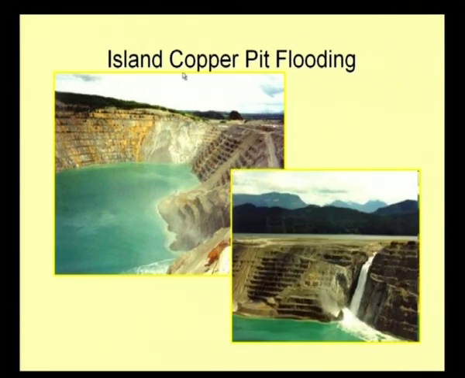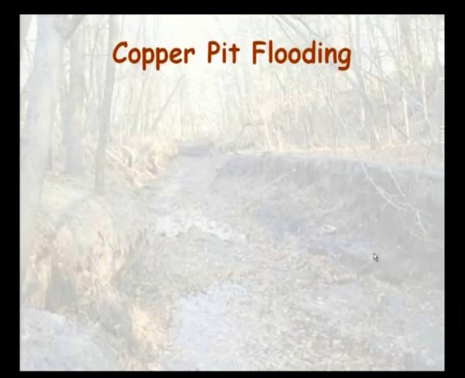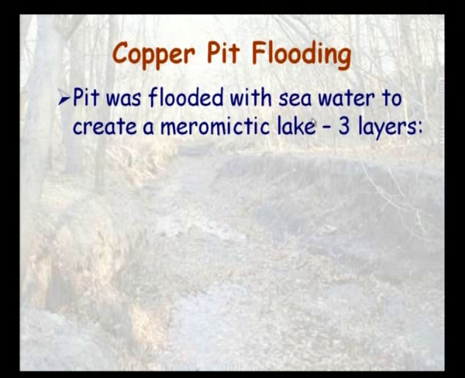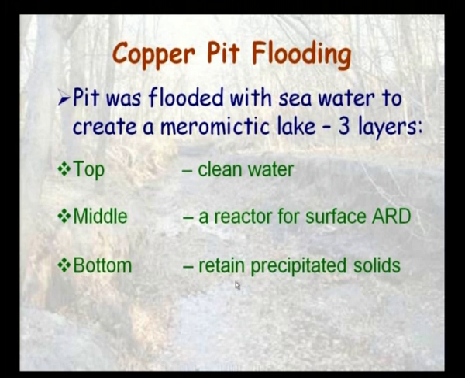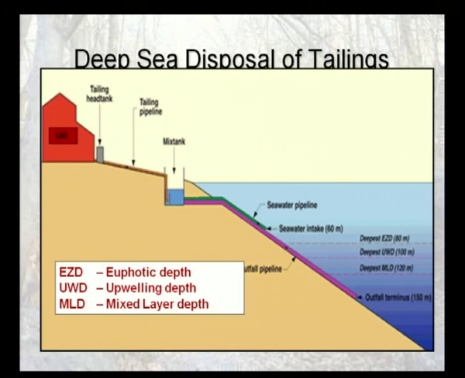And here the Island Copper pit is flooding with ocean water, sea water or marine water, and so it is converted to some good purpose. The pit is flooded with sea water to create a meromictic lake of 3 layers. The top layer is clean water, the middle layer a reactor for surface ARD, and the bottom retains the precipitated solid. So, it is flooded with marine water and then used for some other purpose, and it is a deep sea disposal of tailings.